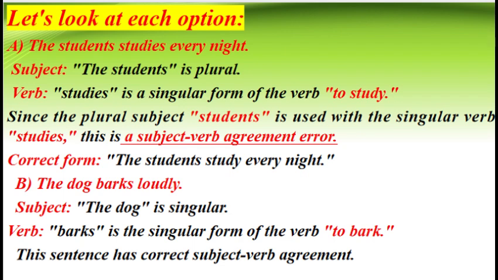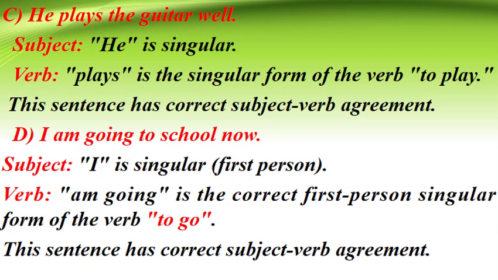B. The dog barks loudly. Subject, the dog is singular. Verb, barks is the singular form of the verb to bark. This sentence has correct subject-verb agreement. C. He plays the guitar well. Subject, he is singular. Verb, plays is the singular form of the verb to play. This sentence has correct subject-verb agreement.